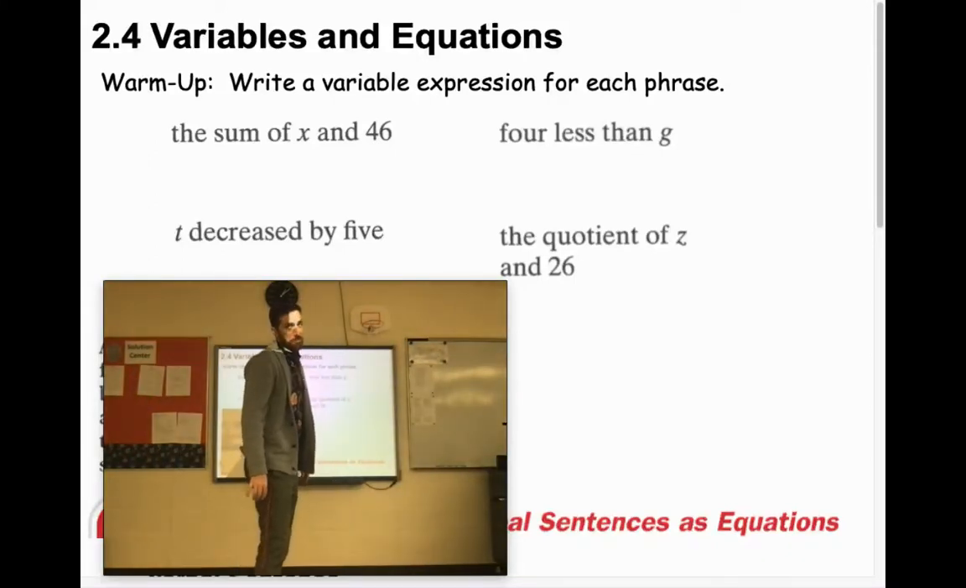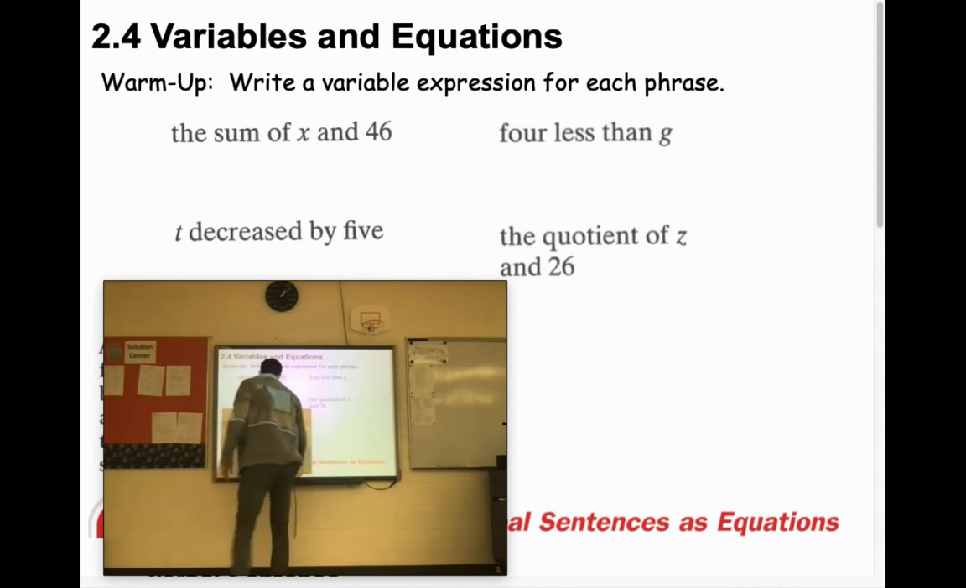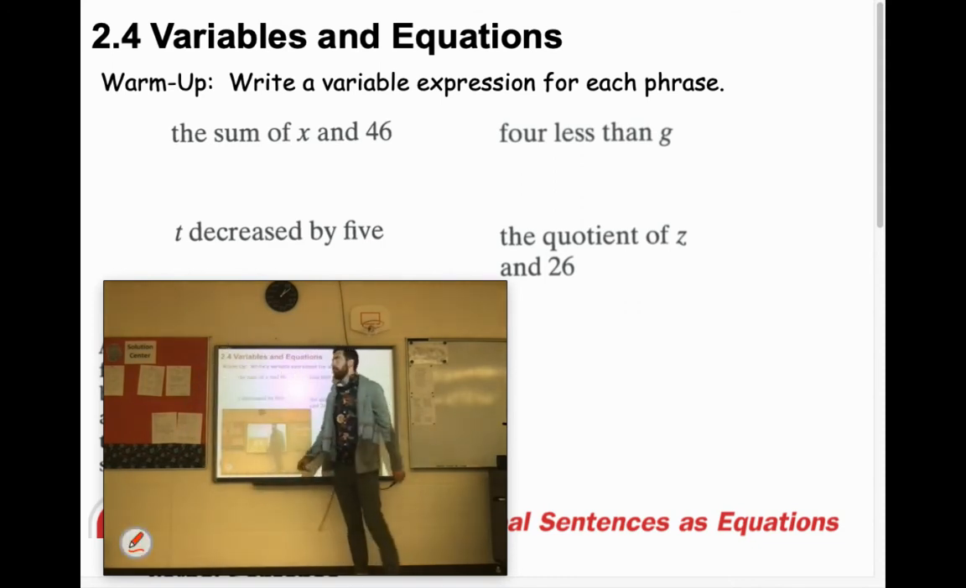Hit the long ball too, folks. All right. Wait, did that go in?